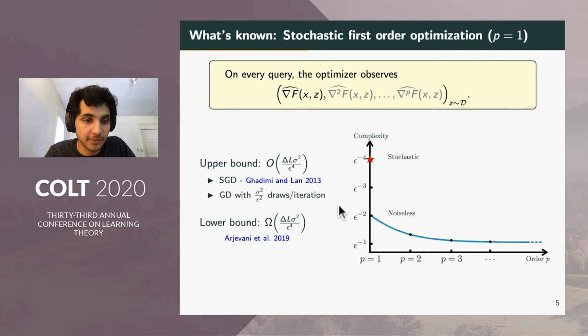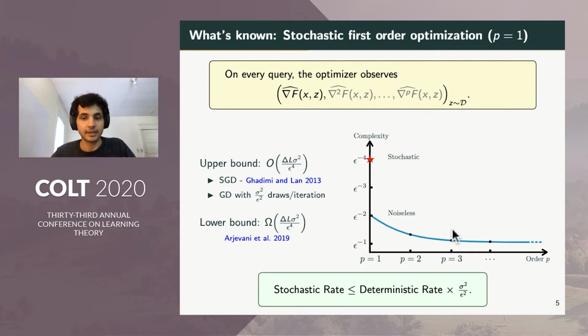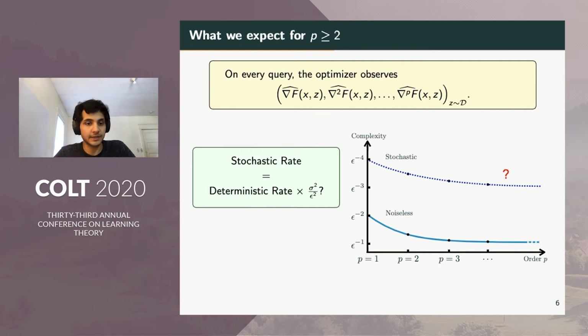Such a strategy can also be used in the higher order setting as well. That is, run the corresponding deterministic algorithm with the empirical average of sigma square by epsilon square fresh draws on every iteration. This suggests that the stochastic rate is at most the deterministic rate times sigma square by epsilon square. Furthermore, given the optimality of this approach for p equal to 1, one may be tempted to conjecture that, in fact, for the higher order setting, that is p larger than 1, the stochastic complexity is exactly equal to the deterministic complexity times sigma square by epsilon square.